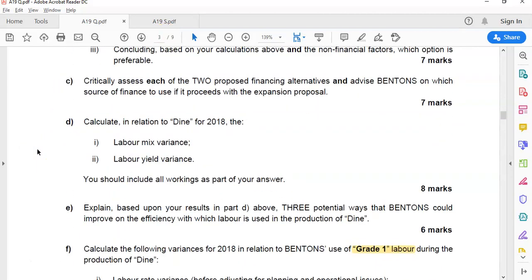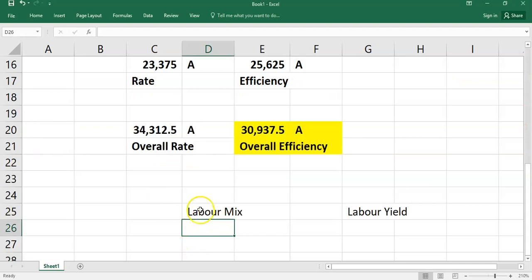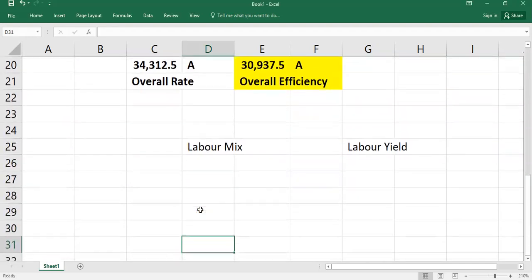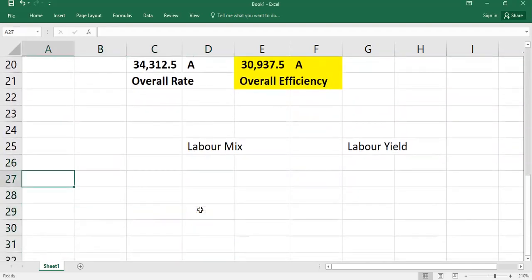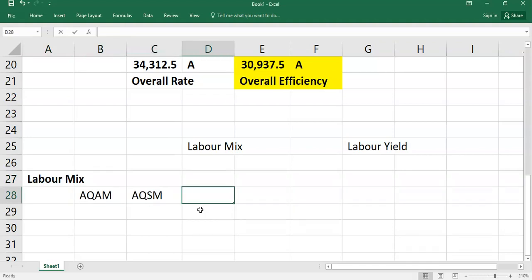So labour mix, labour yield. And what we're going to do is a tabular format for both of these. So I'll show you the labour mix first, but again, try and tackle it yourself. The labour mix table, where you look at AQAM, AQSM, the difference in hours, the adverse or favourable variance, the standard rate, and that gets you a euro variance.